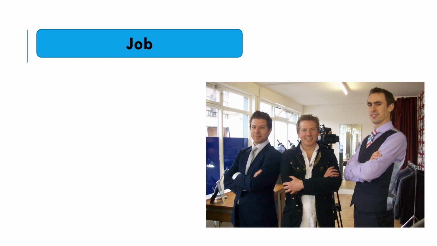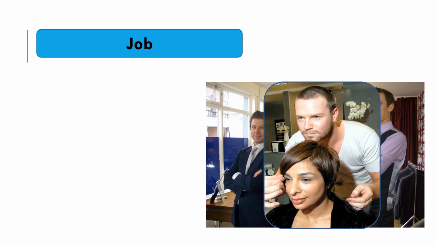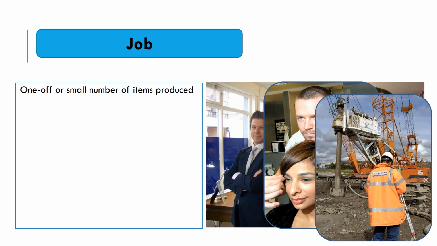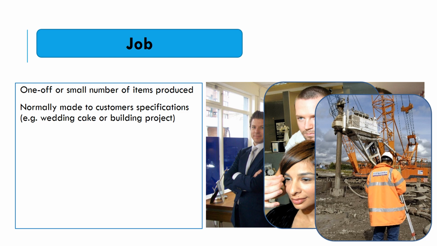Getting a suit made by a tailor, or having a haircut done, or the construction of a football stadium would all be examples of job production. What do the approaches here have in common? Well, they're all one-off or a small number of items being produced. A tailored suit is a one-off, a haircut is a one-off, a football stadium is a one-off item that's being produced.